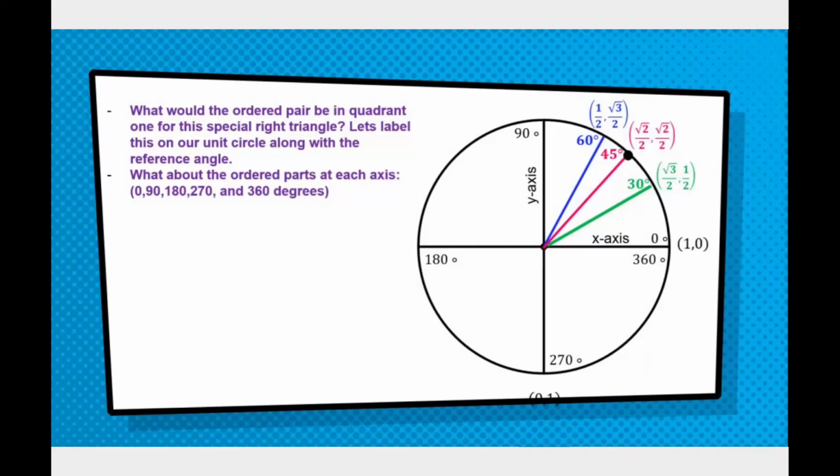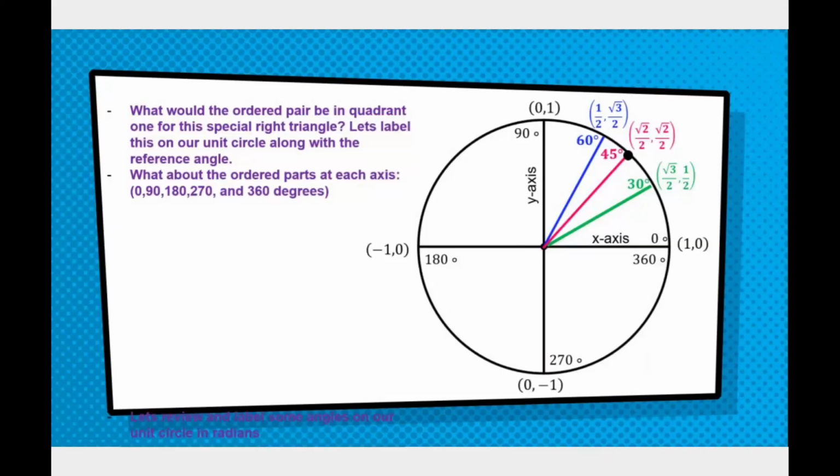If we look at 90 degrees, we've gone left and right nothing, but we've gone up 1, so we should be at (0, 1). If we go to 180, then we go over in the negative direction, -1, because that's our radius, and up or down nothing. And then the bottom one, we have gone left and right nothing, but down 1, so that should be (0, -1).